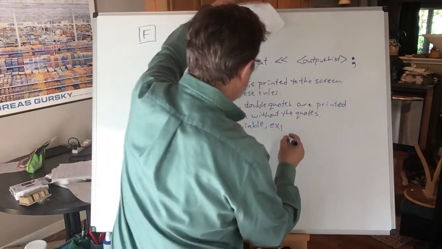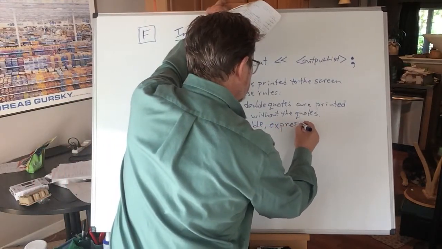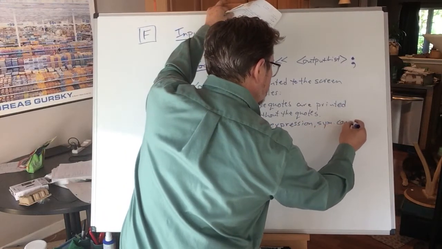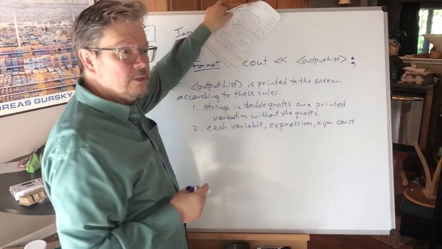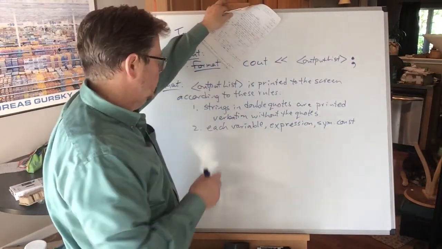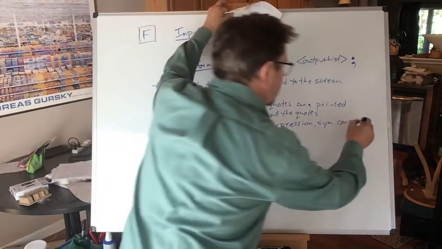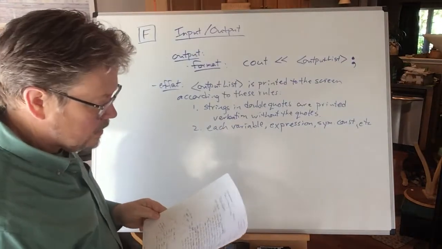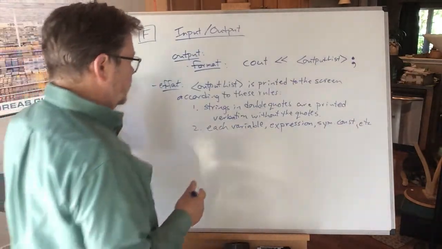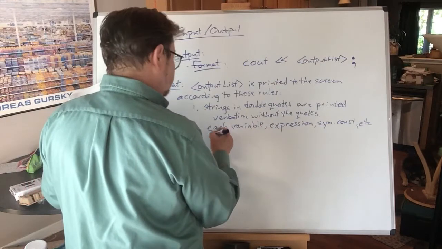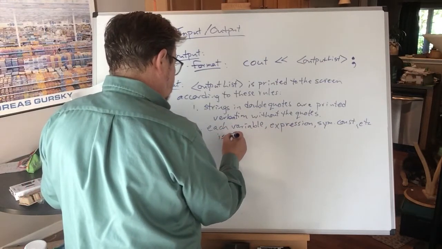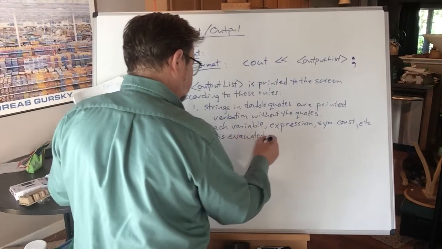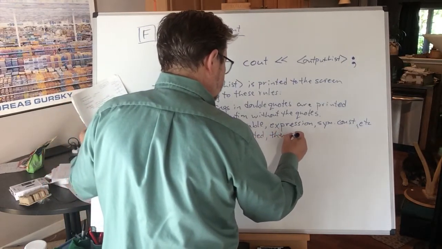Rule number 2, each variable, expression, symbolic constant, which I think I've mentioned more than once, and I haven't said what it is. I think that'll probably be the next video. Each variable, expression, symbolic constant, etc., all this other stuff that have values and we don't put them inside double quotes, those are evaluated and then the values are printed to the screen.